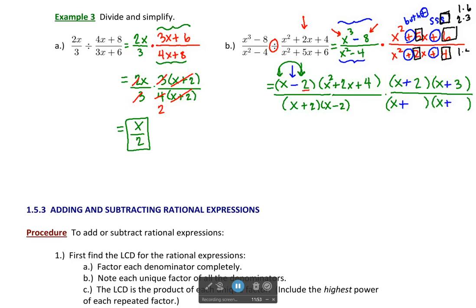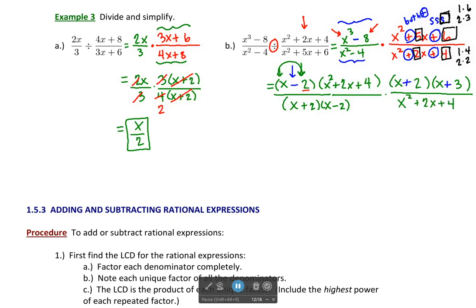The factors of 4 include 1 and 4 and 2 and 2. The pair with the sum of 2, well, neither of those has a sum of 2. So actually, in this denominator, we have a prime trinomial. That is x squared plus 2x plus 4.